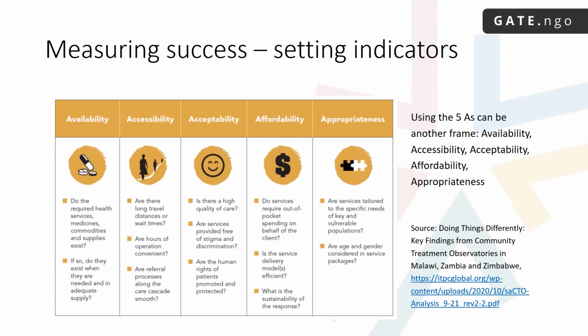Using the 5 A's can also be another frame to set indicators by. This is availability, acceptability, affordability, accessibility, and appropriateness of services.